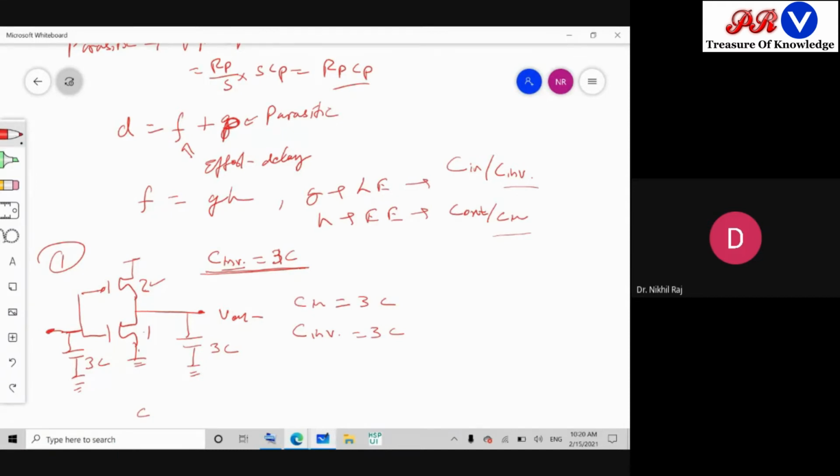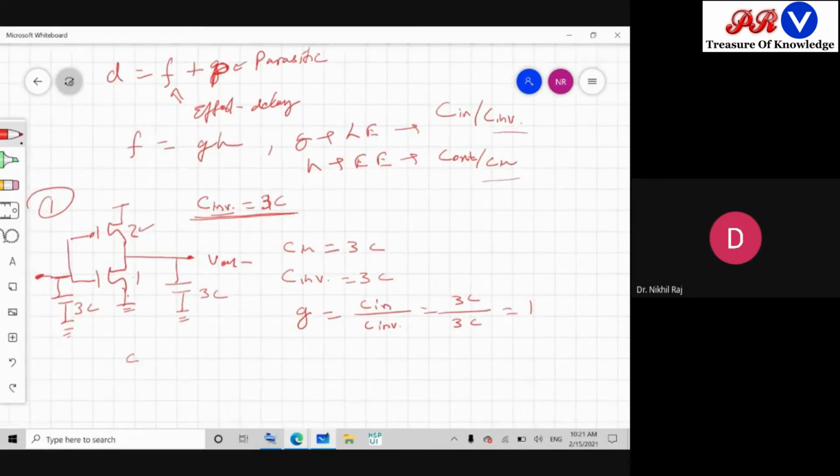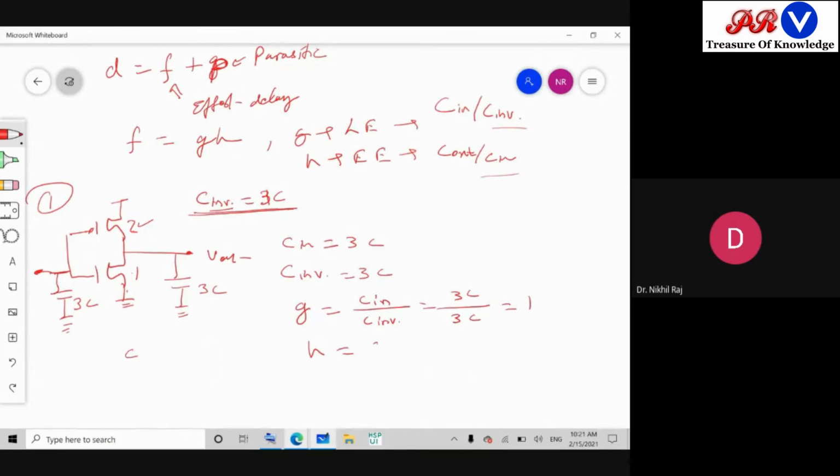So we have to compute, this is some inverter which has the dimension 2 and 1. What will be the logical effort of this one? G will be equal to C in by C INV. C in is 3C and this is 3C. So we get 1. And electrical effort H will be C out by C in. So what is C out? Here no output load is attached. This means whatever C in parasitic is nothing but the load itself. So I can write here 3C and C in is 3C. So electrical effort is also 1 here.